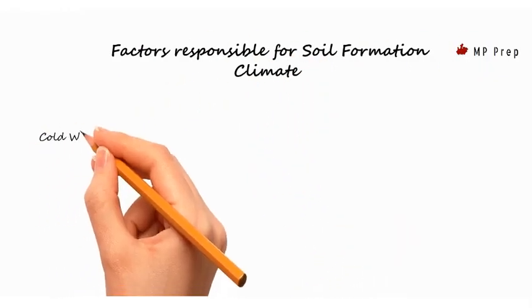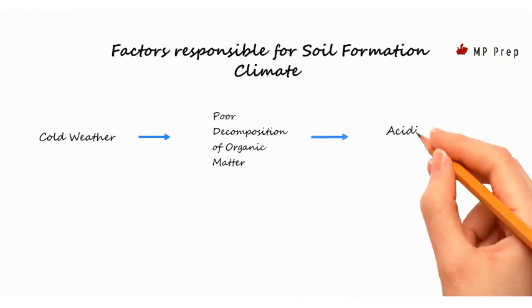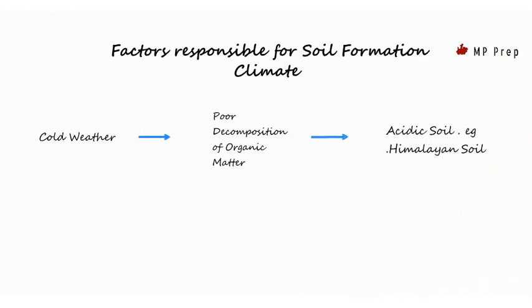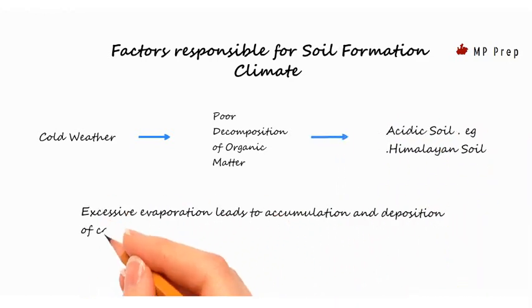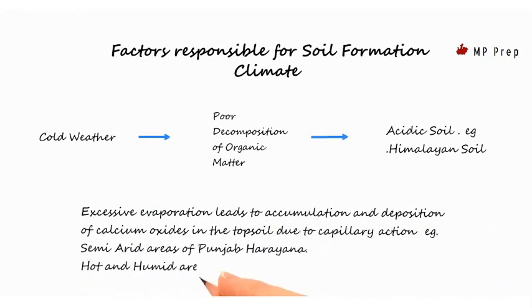Third soil forming factor is climate. For example, if you have a cold weather, leaves will get poorly decomposed and the soil you get is acidic soil like in Himalayas. If you have semi-arid area like Punjab and Haryana, excessive evaporation would lead to salts coming on the top of soil and you would have a calcareous or salty soil. Third is say hot and humid area where due to constant movement of iron, silica and aluminium, the top soil would be red, rich in iron, known as lateritic soil.